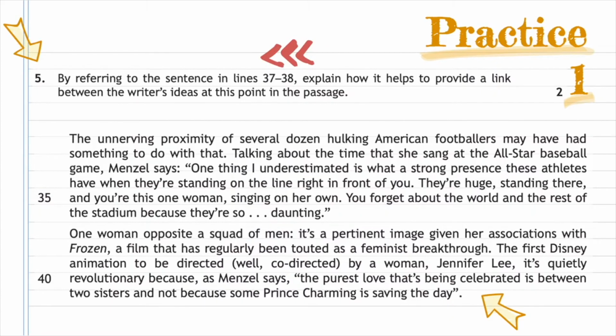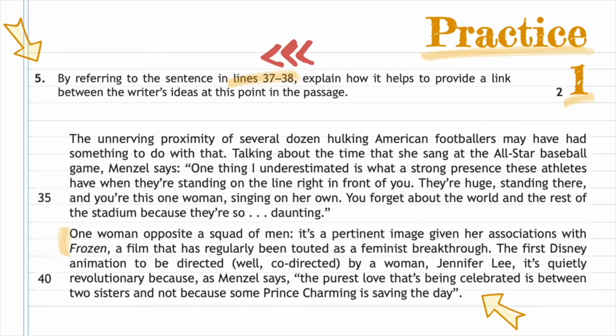Question 5 says, by referring to the sentence in lines 37 to 38, explain how it helps to provide a link between the writer's ideas at this point in the passage. It is 2 marks. It also says the phrase to provide a link, so we know that it is a linking question. What we need to do is identify the sentence that we need to refer to. We know that it's lines 37 to 38, so in our question paper, we would highlight these 2 lines or draw 2 wee lines to indicate we know the linking sentence.